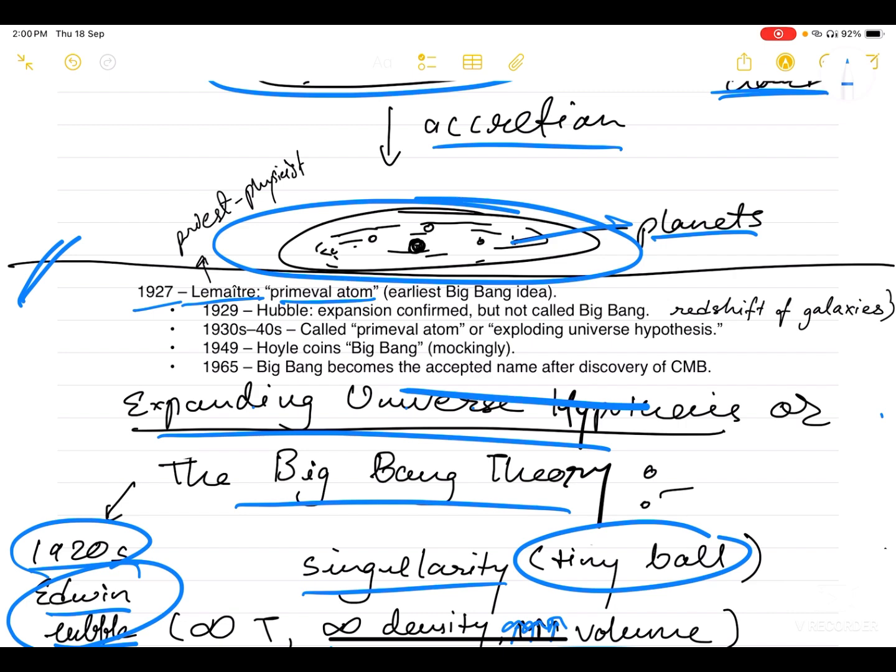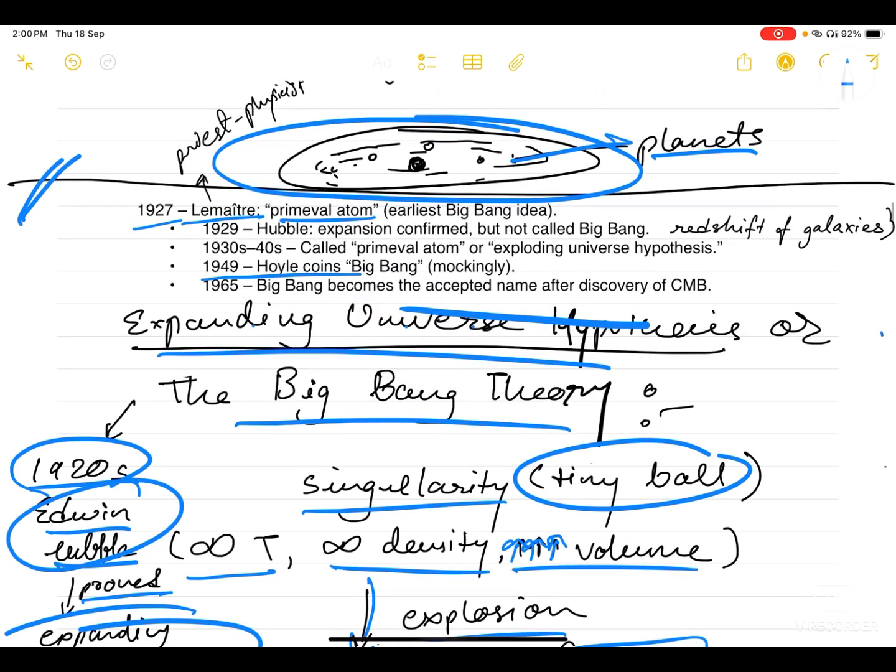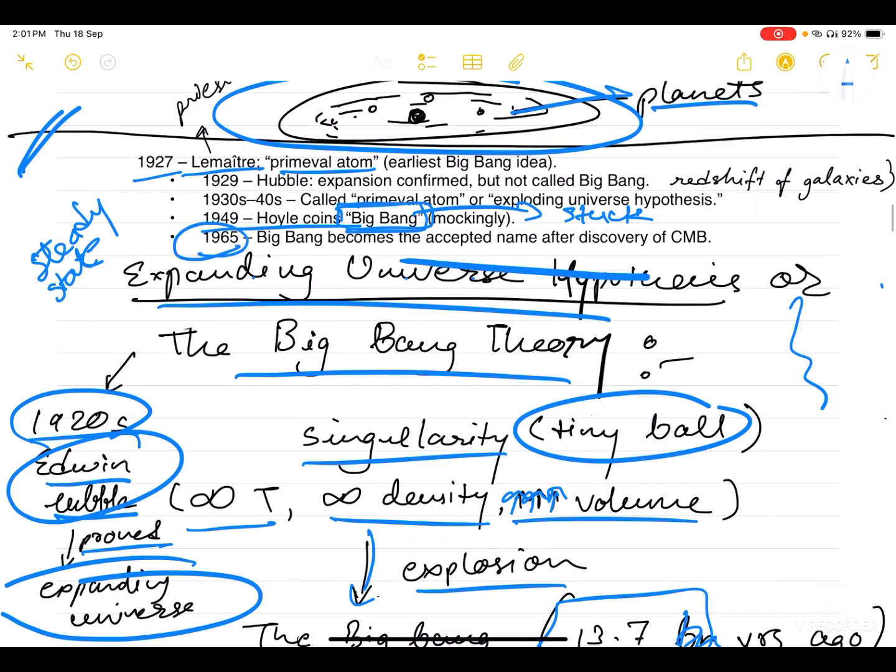Okay, so now, as I had earlier explained, Sir Fred Hoyle gave the steady state theory. Actually, in 1948 he gave the steady state theory, and in 1949 he mockingly came up with the term Big Bang. In a radio show or something, he mocked this particular theory and mockingly came up with the term Big Bang, but somehow it stuck around and today it is known as the Big Bang Theory. And finally, in 1965, the Big Bang became widely accepted after the discovery of cosmic microwave background.